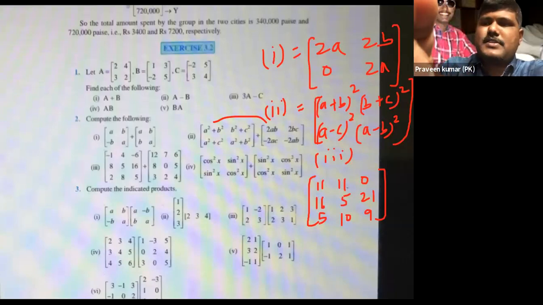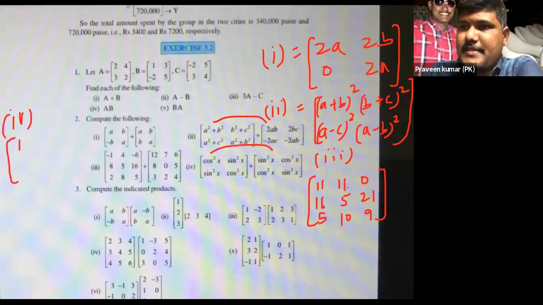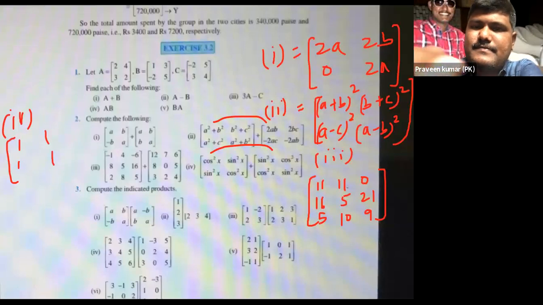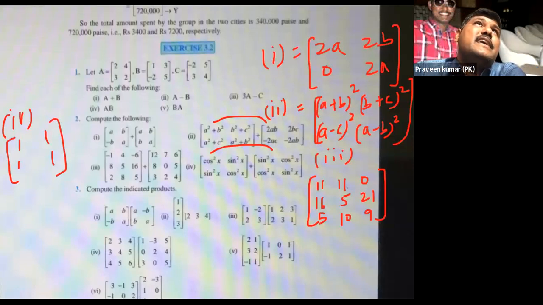Fourth one. If you observe the fourth one, my dear students, it is easy. Cos square plus sin square x is 1, no? Trigonometry. Again, sin square x plus cos square x is 1. Cos square x plus sin square x is 1. This is the answer. Understand? Simple additions. Addition means adding corresponding elements. Very fast.